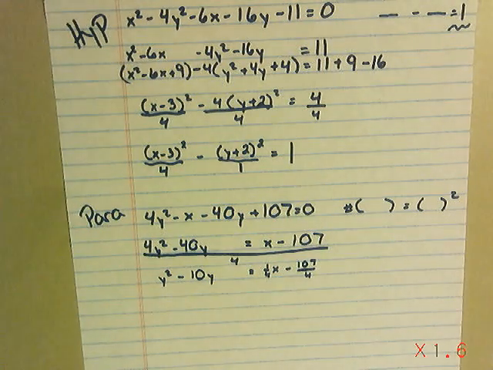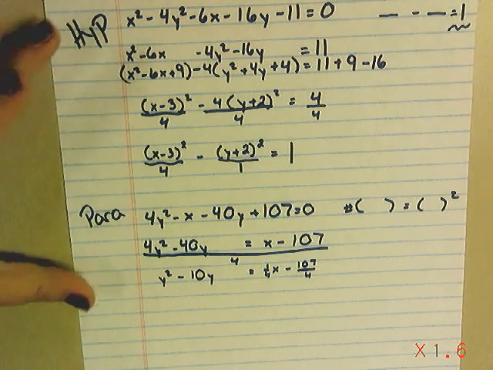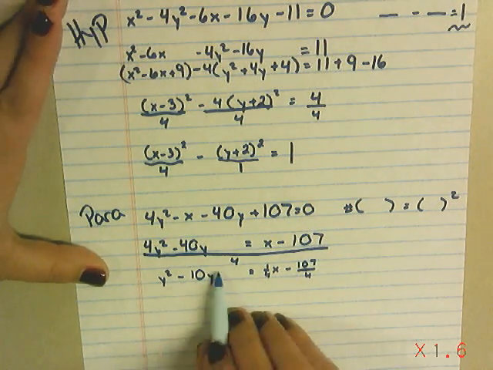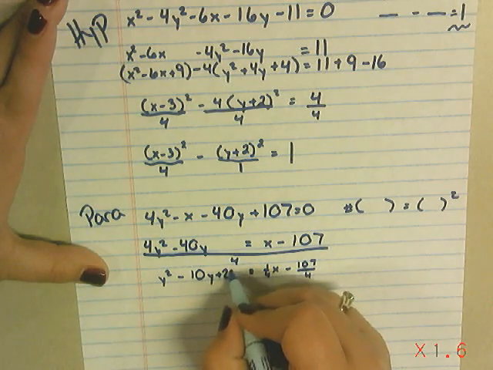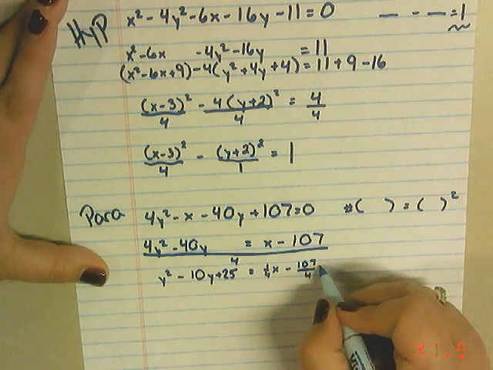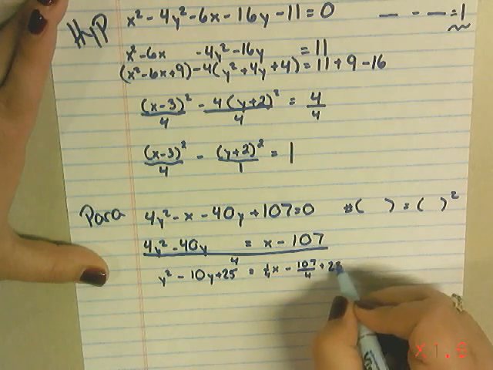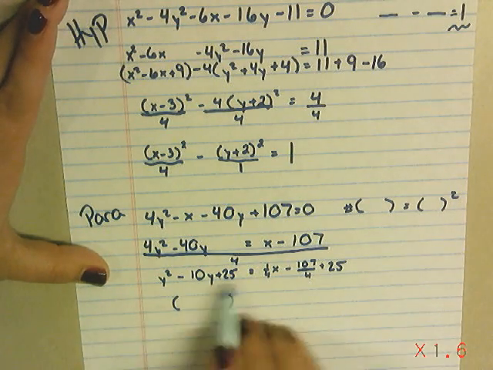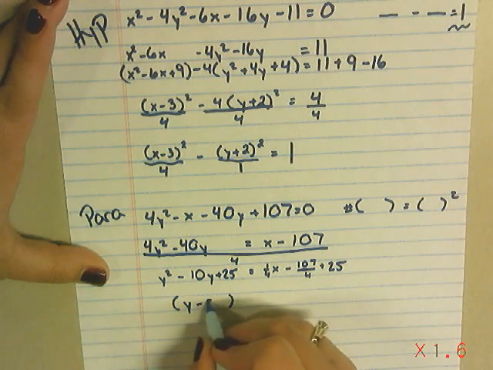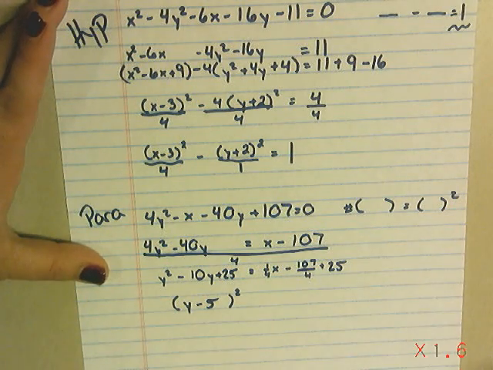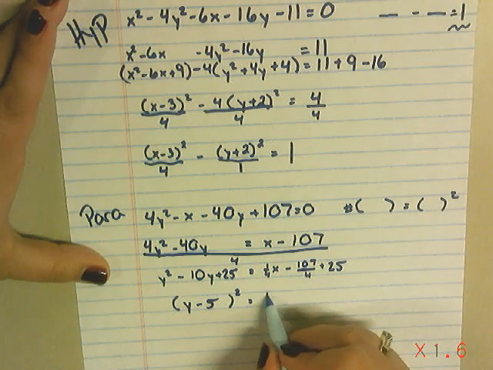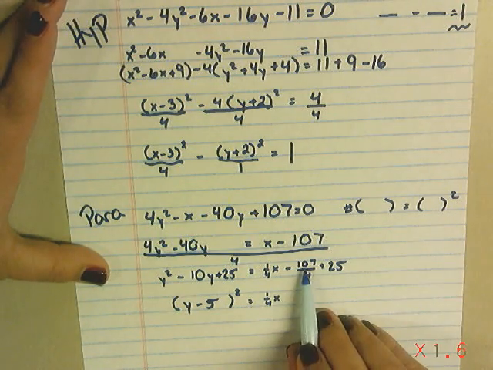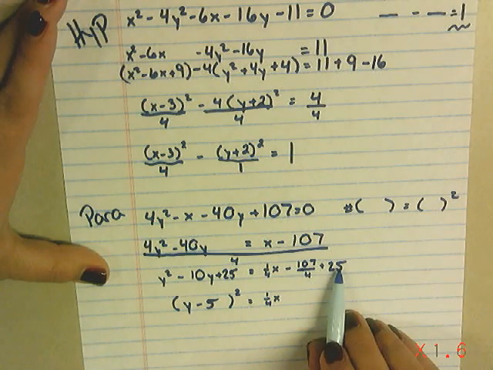Minus 107 over 4. So now we're going to go ahead and complete our square. Let's take half of that and square it. So that's 25. Then I have to add 25 over here. I'm going to blow some of your minds. We factor this. That's (y minus 5) squared equals 1/4 x. We need to add 107 over 4 plus 25.